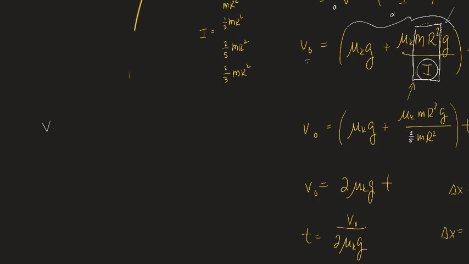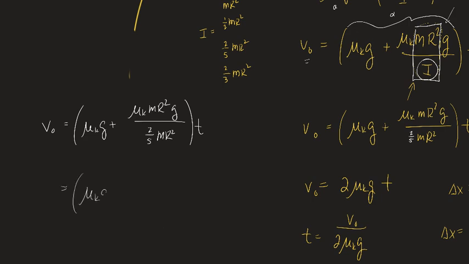So parallel process, V naught equals mu k g plus mu k m r squared g over 2/5 m r squared, all times t. Here's our parallel process. I can cancel out the m r squareds, and all of this becomes mu k g plus 5/2 mu k g, all times t. Good? Any problem with that?